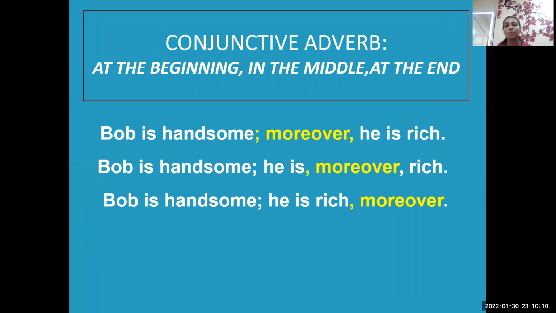The sentence which we used previously, we'll use the same one in order to understand. Bob is handsome, moreover, he is rich. Right? Now, the second sentence: Bob is handsome, he is moreover rich. Right? And the last sentence would be: Bob is handsome, he is rich, moreover. So, the meaning of your sentence is not changing. Only your conjunctive adverb just keeps floating from the beginning to the middle till the end, right? So, this is why your conjunctive adverbs are also called floating adverbs.